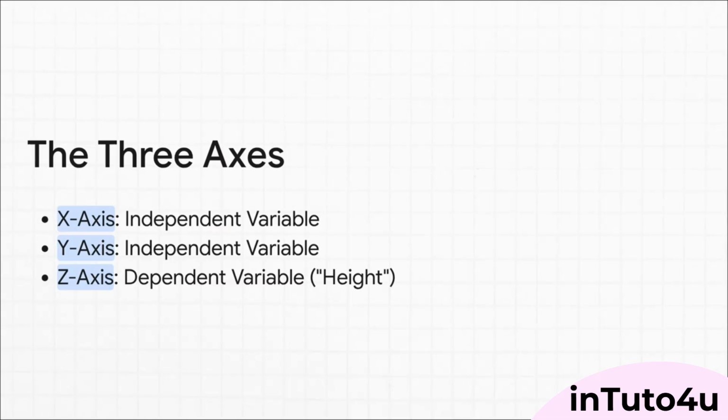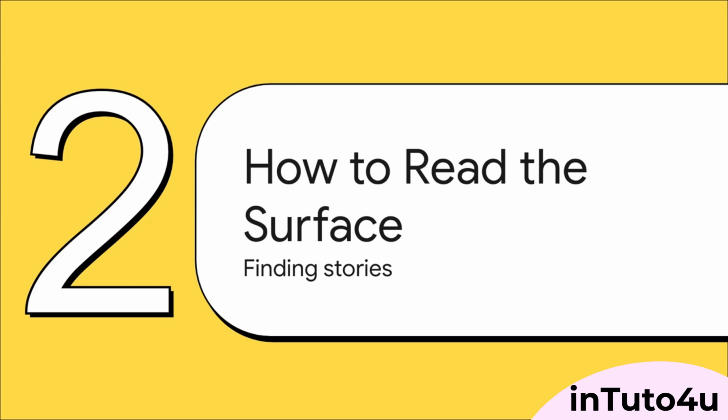So let's just recap real quick. You've got your two independent variables, X and Y, on the flat bottom plane. And how they interact determines the value of that third variable, which we see as the height on the vertical Z-axis.